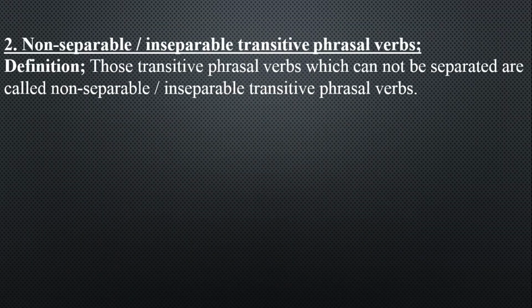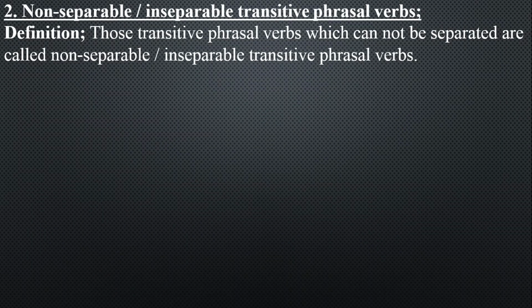The second kind: non-separable, or inseparable, transitive phrasal verbs. Non-separable means which cannot be separated. In means not: separable can be separated, inseparable cannot be separated. Those transitive phrasal verbs which cannot be separated are called non-separable or inseparable transitive phrasal verbs, and they can be changed into passive voice, but an object cannot come in between the verb and adverb particle. That's why we call them non-separable or inseparable transitive phrasal verbs.